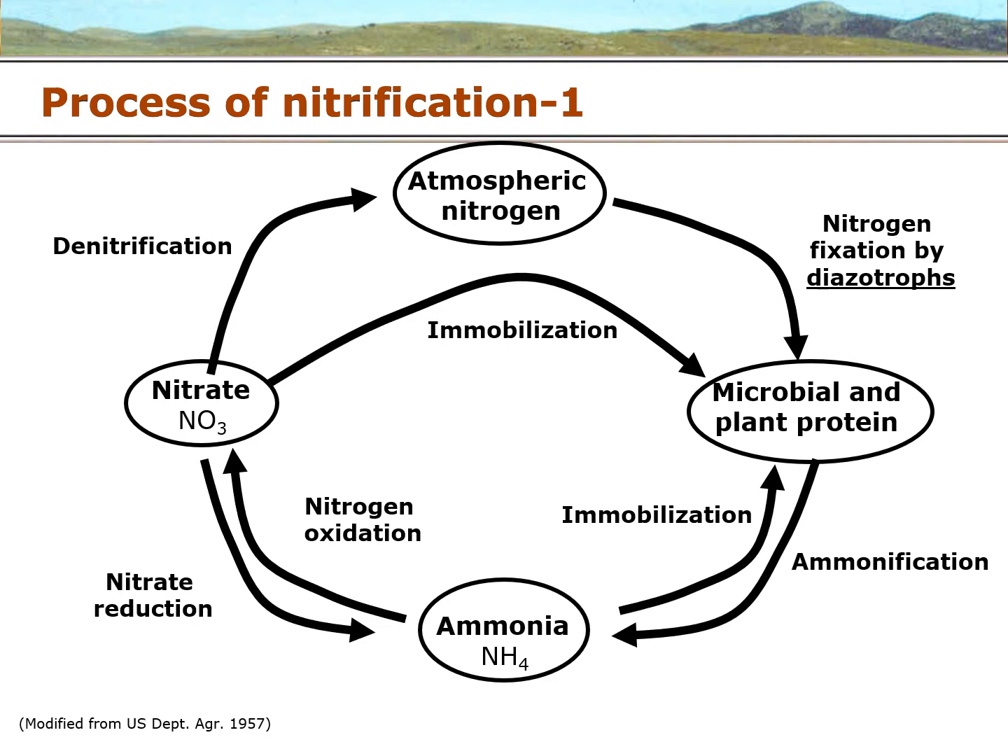Nitrogen incorporated into organic biomass can be available to vascular plants directly in two forms. At the bottom of the diagram we see ammonia, which is the reduced form, NH4, and the oxidized form is nitrate, NO3. Nitrate can also be denitrified and go back to atmospheric nitrogen, and we'll talk more about that in a bit.